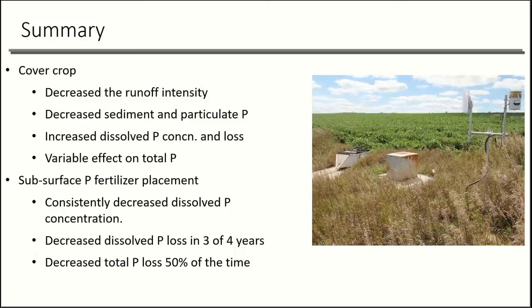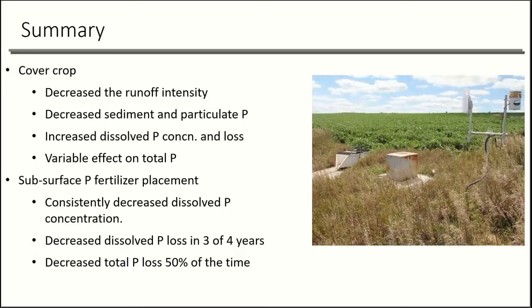But we see an increase in dissolved reactive phosphorus concentration and loss with a cover crop. And the variable effect on total phosphorus really depends upon the year. If we have high erosion years, right, then we start to see more of an impact. That 1 year where we had really high erosion, we had more of an impact on total phosphorus. And there we decreased total phosphorus loss with cover crop.